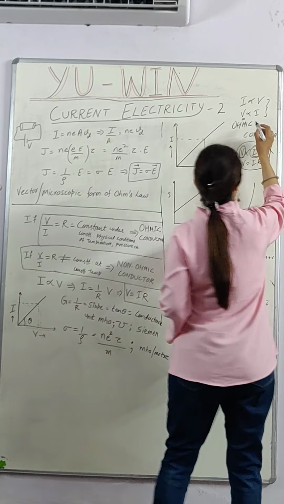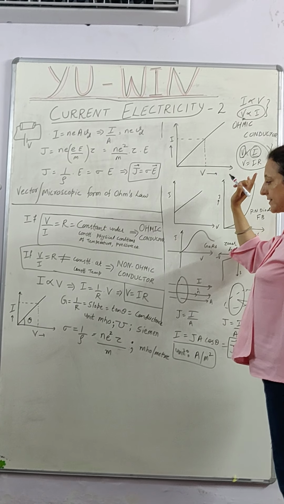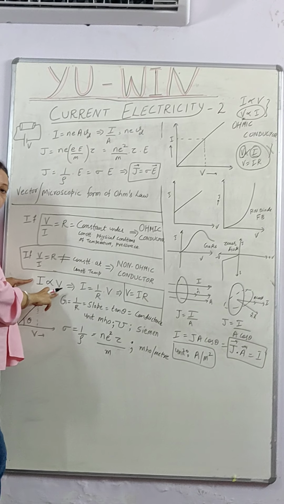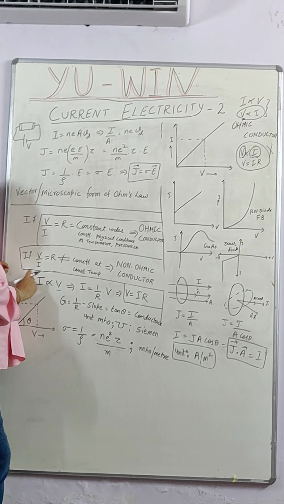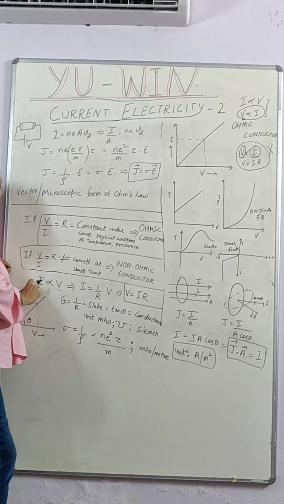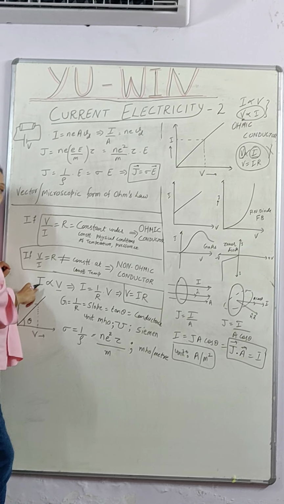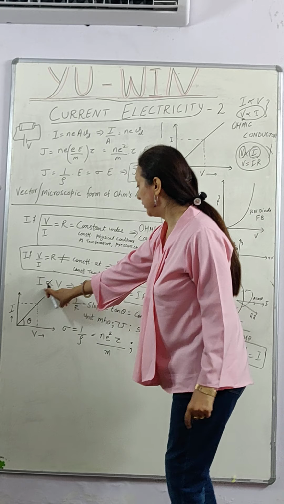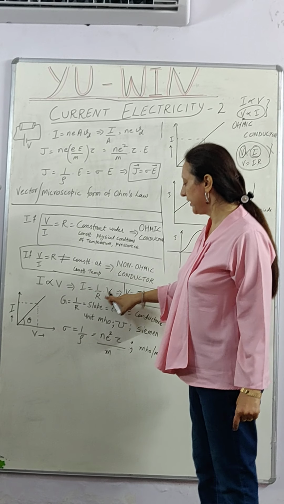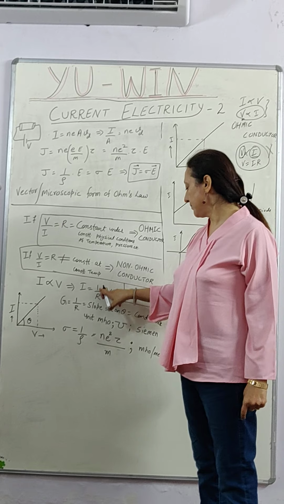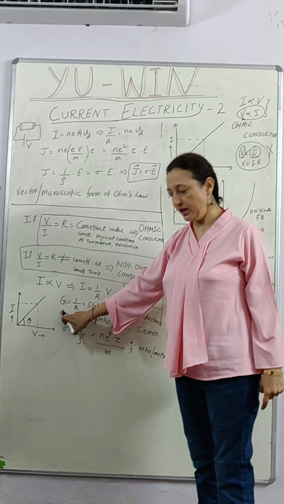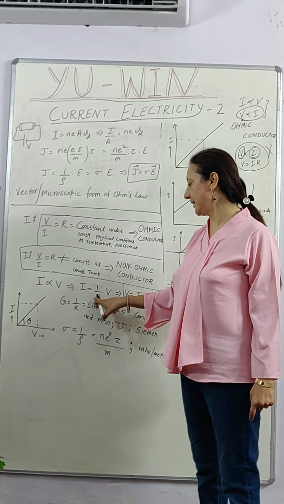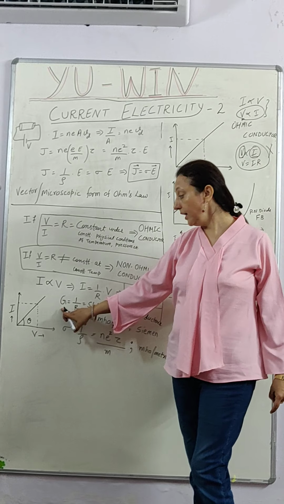So we should never write Ohm's law as V is proportional to I. We always start with I is proportional to V because I depends upon the applied voltage. If you apply more voltage, current will be more. If you apply less voltage, current will be less, depending upon the resistance of the conductor. So I is proportional to V. And when we remove this proportionality constant, we have 1 upon R, not R. This 1 upon R is known as G, the conductance, and R is known as the resistance. Inverse of resistance is basically the conductance.